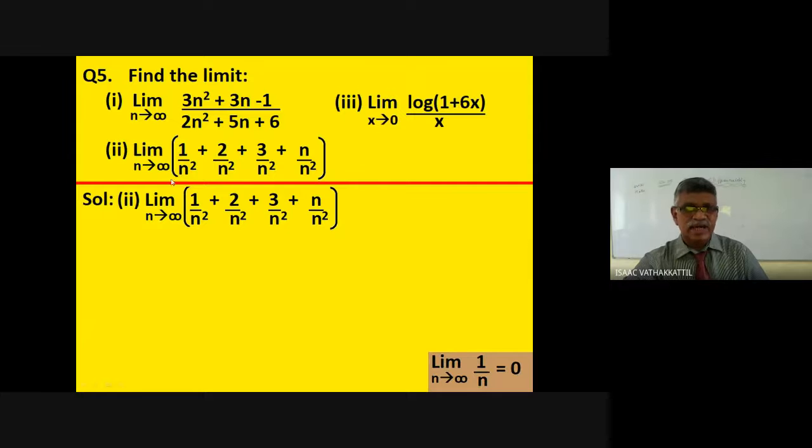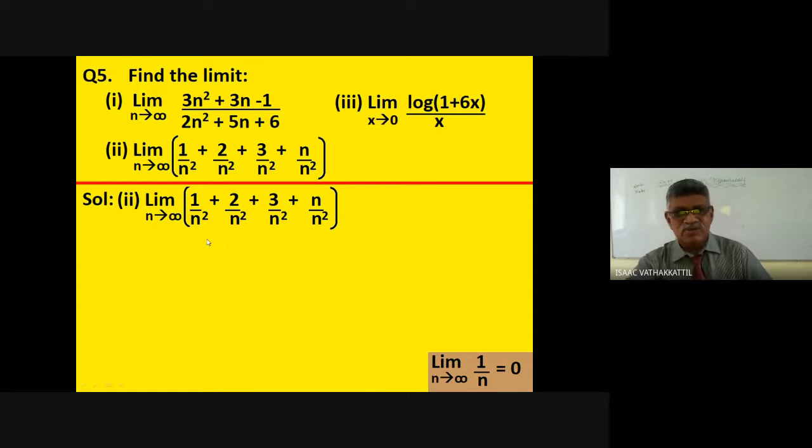Okay. Limit n tends to infinity 1 by n squared plus 2 by n squared plus 3 by n squared plus dot dot n by n squared. What we know is that limit n tends to infinity 1 by n is 0. We go on writing this, applying the limit separately. It is 0 plus 0 plus 0 plus 0 plus dot dot dot infinity limit terms. That's going to be indeterminate. In fact, for a sum of infinite terms, we cannot apply the limits separately. That is not valid. So how to get along with this?